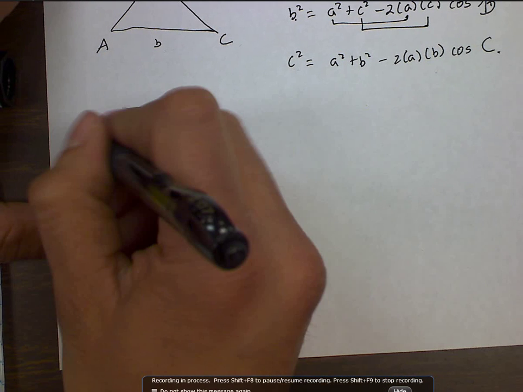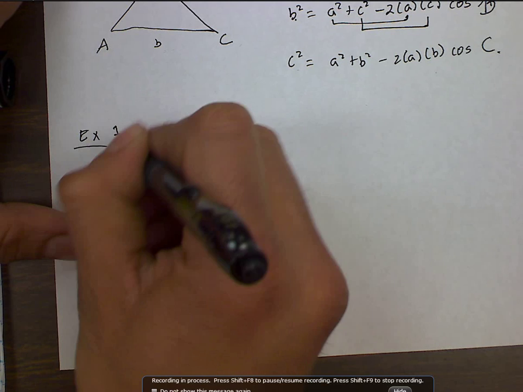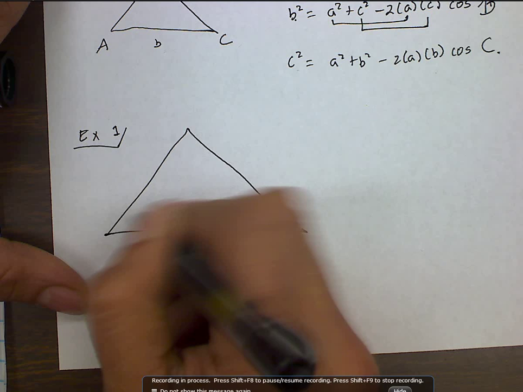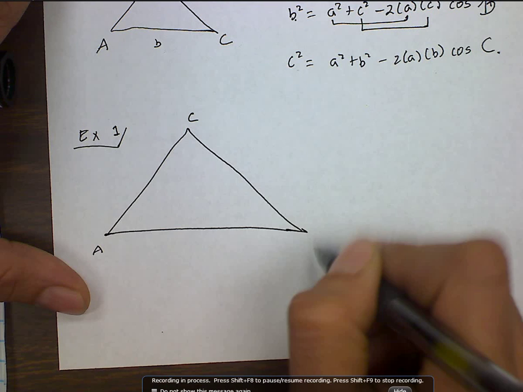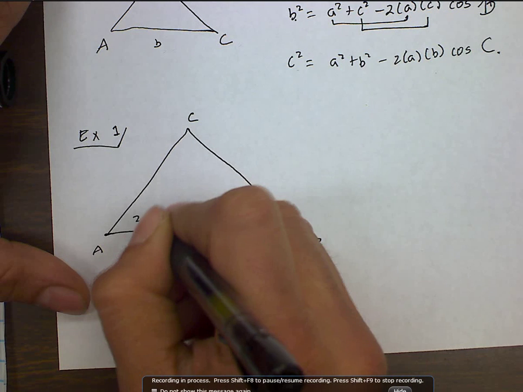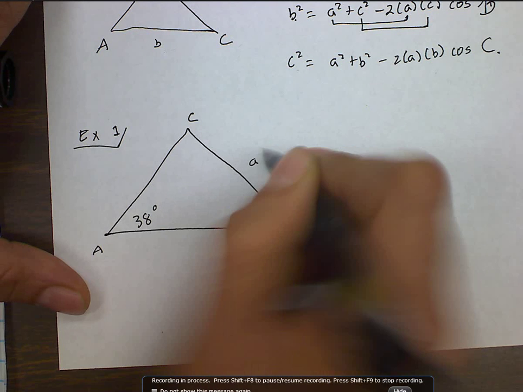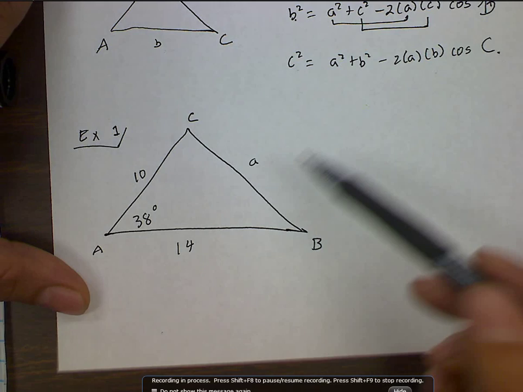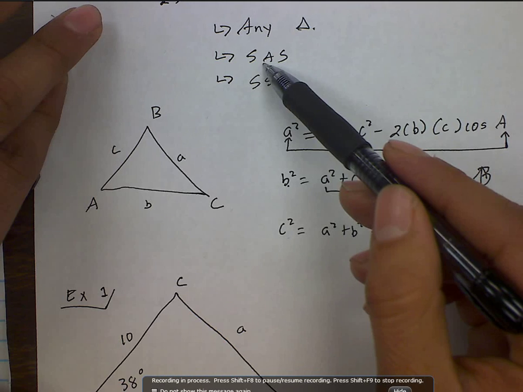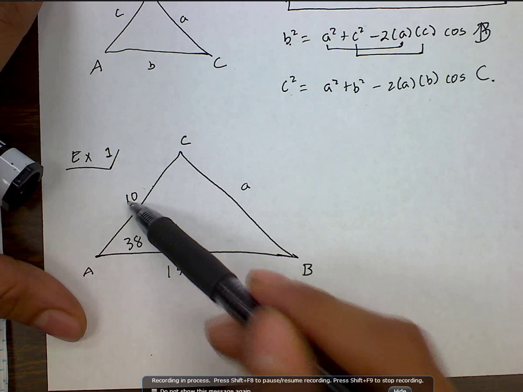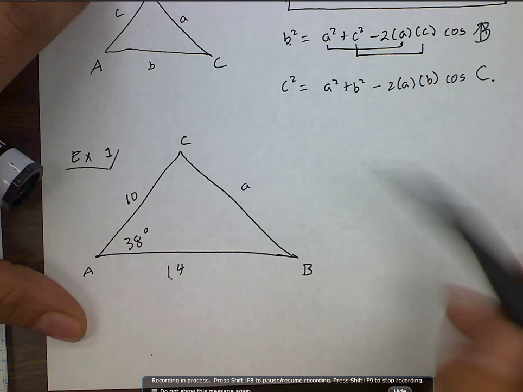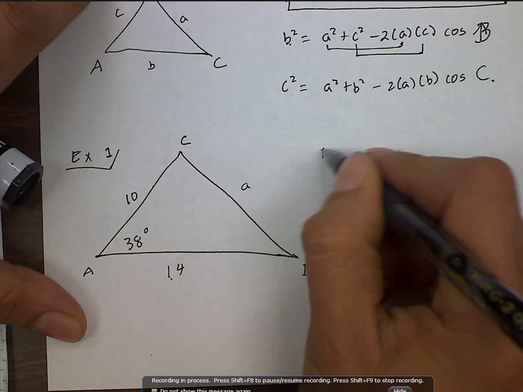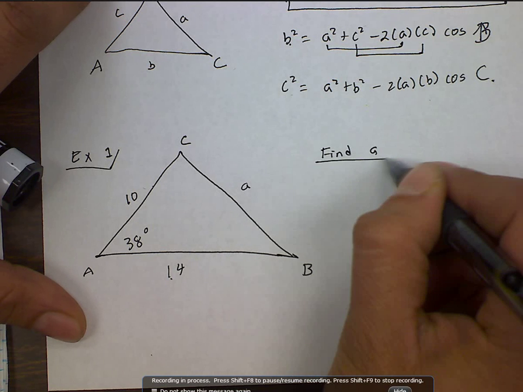And so here we go, example number 1. Let's say this is A, let's call that C, that B, this one is 38 degrees, that one is A, that one is 10, and that one is 14. First, we notice that we're given side angle side, so that means we're going to use the law of cosines. Now we're asked to find A, so we're going to use the first one.